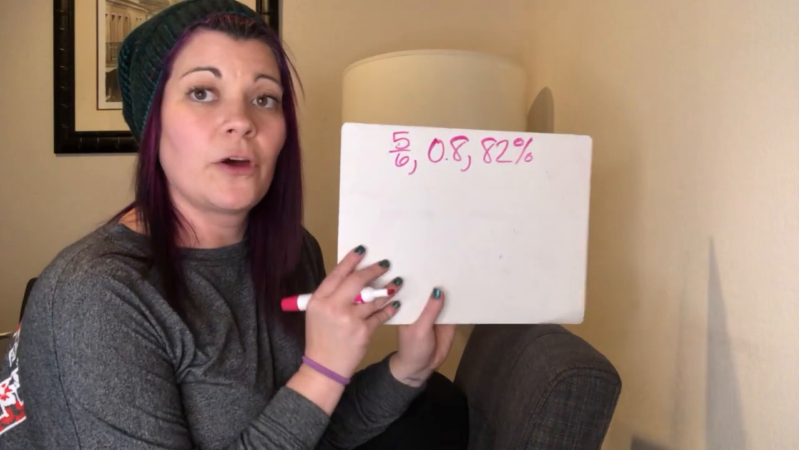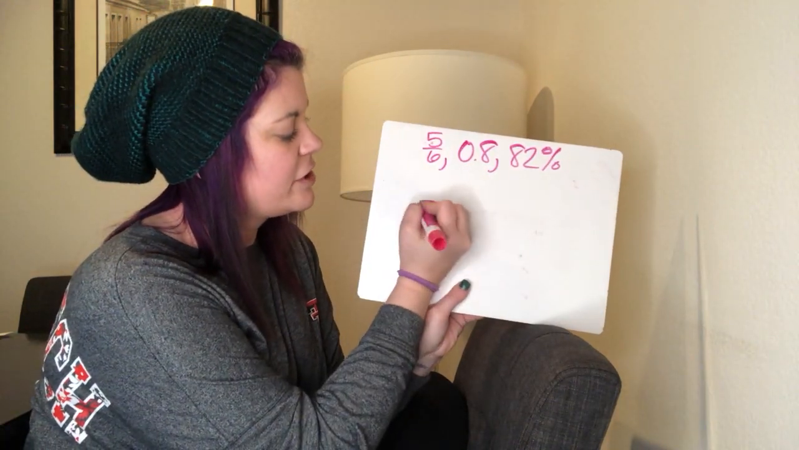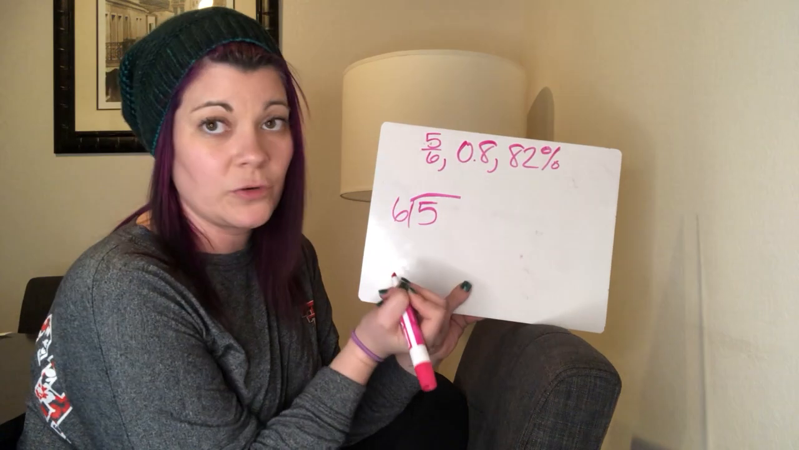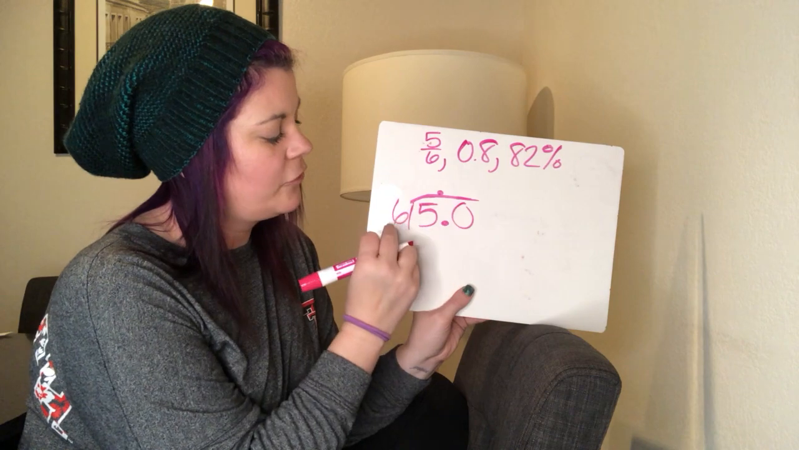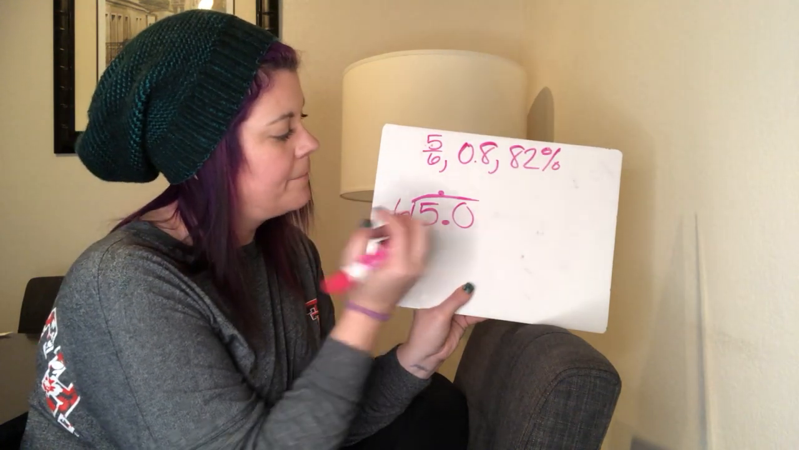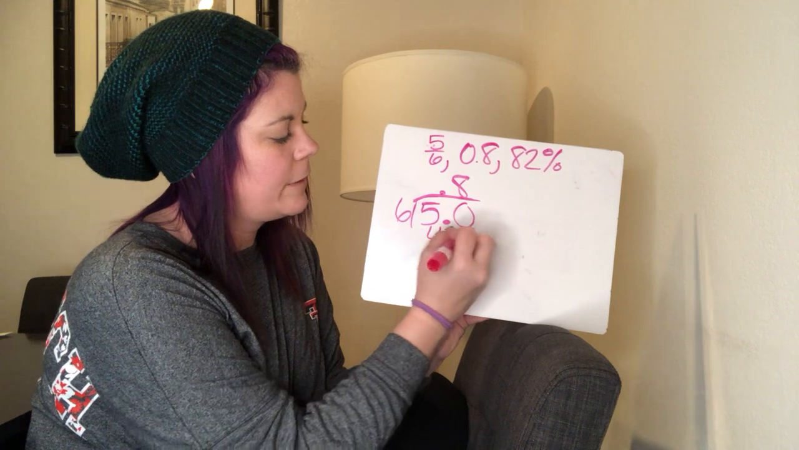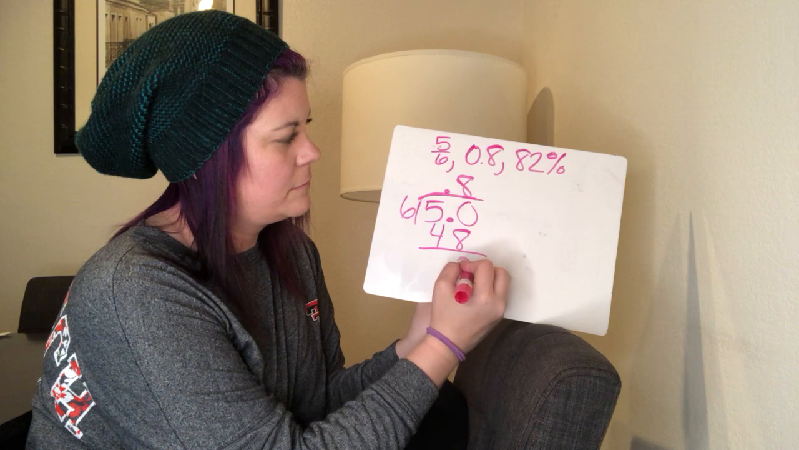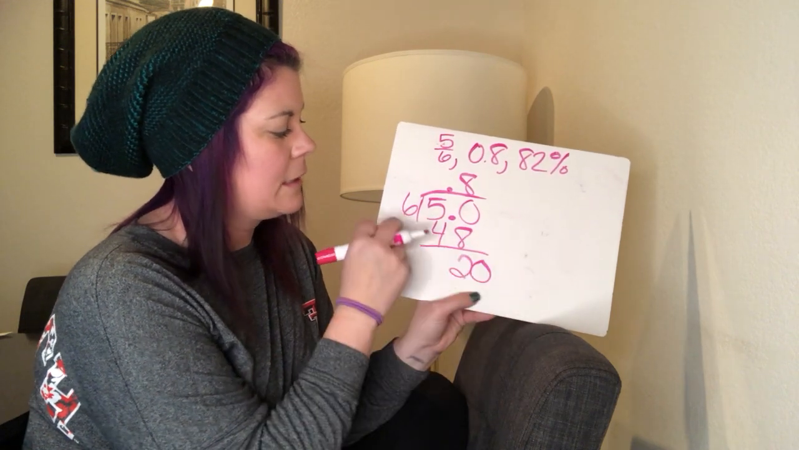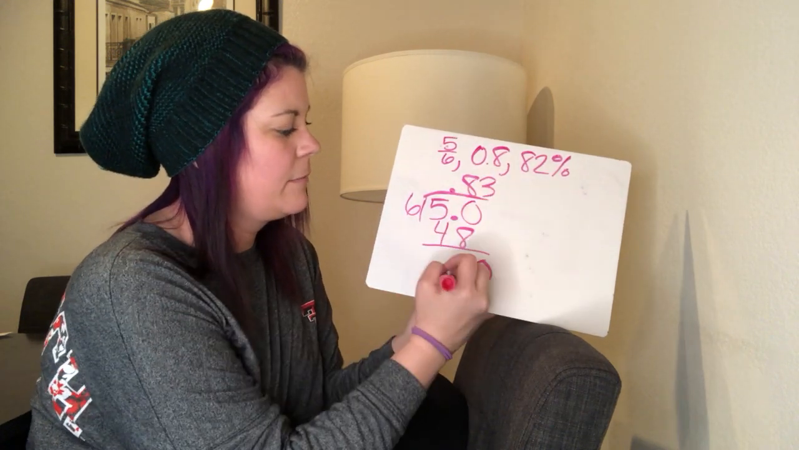Okay, so that's how you order from least to greatest. Let's do one more. 5/6, 0.8, and 82%. Like I said, the easiest thing to do is to change these to decimals. So 5/6, we change that to a decimal. Put our point there. 6 goes into 50 8 times, 48. Then we have 20. 6 goes into 20, 3 times, 18.